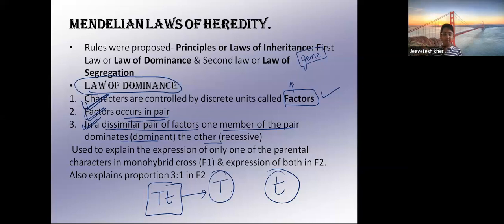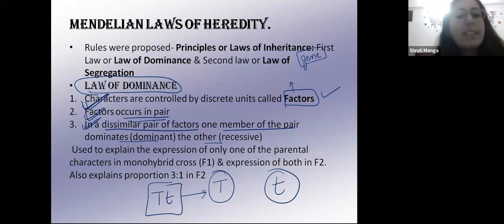Is there any law of recessive or only dominance? No, the recessive thing is itself getting explained by this law only. The explanation of it is coming in this law itself. No separate law was given. In this itself you are getting to know what it means, right?